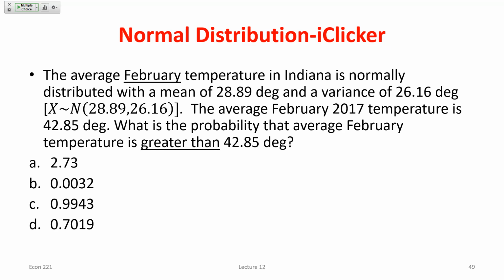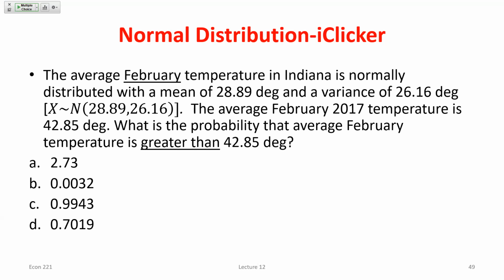Now, first of all, if I'm interested in the probability, which one of these can I rule out right away? Yeah, 2.73 doesn't make a whole lot of sense if I'm looking for the probability. So the average temperature was what?